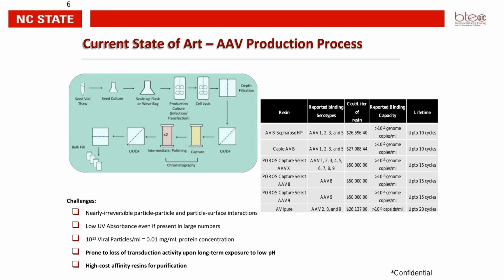There are multiple challenges that the industry faces in designing the purification processes for these AAVs. The two most important ones that we targeted in our studies were, first, the prone to loss of transduction activity upon long-term exposure to low pH. All the affinity resins that are currently in the market typically utilize low pH-based elution, due to which the integrity of the capsid, or the structure of the capsid, can change and come back to its normal state when neutralized. All this could be detrimental to the capsid's transduction efficiency. And the second one is the high cost of these affinity resins that are in the market.